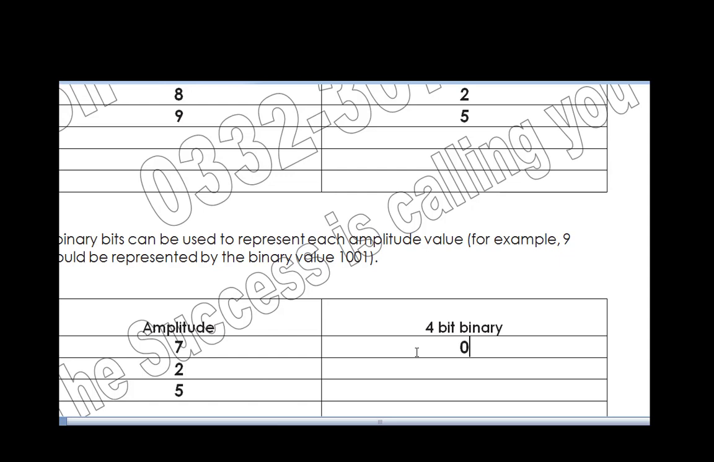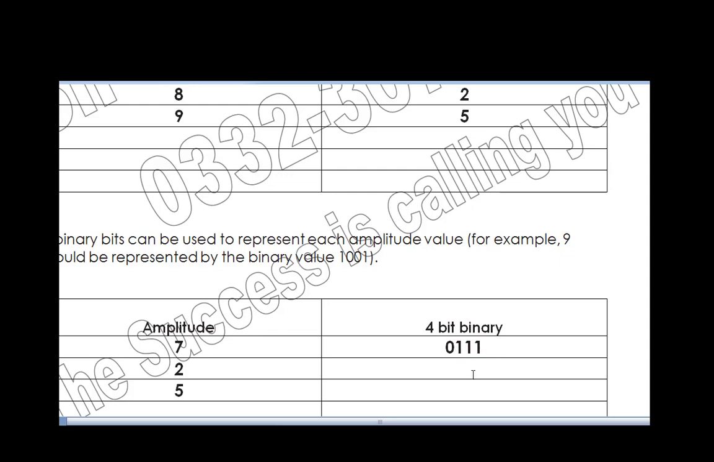So 0, 2, no, we take it 1, 2, 4, 8. So this is how we can convert to our 4-bit binary according to the 1, 2, 4, 8 formula. So 4 plus 2, 6 plus 1, 7.